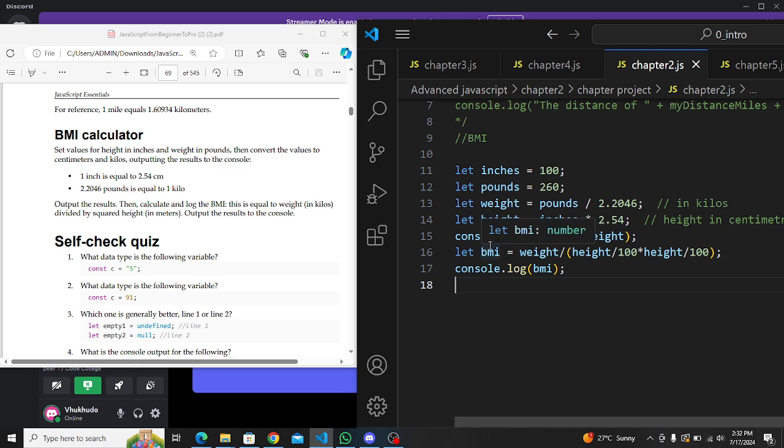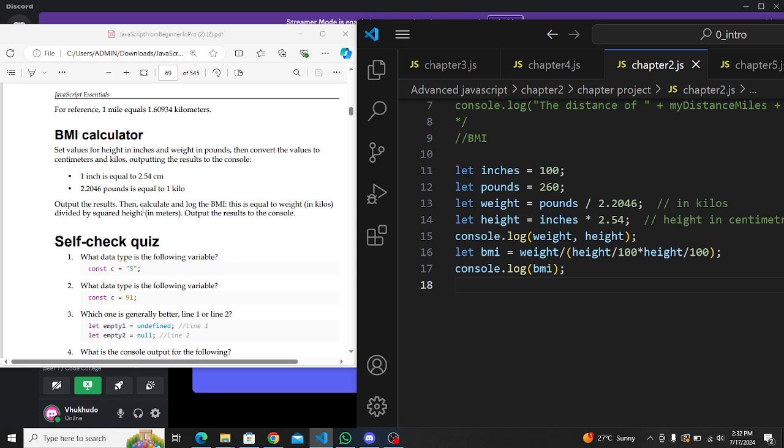And then they said we must put the results on the console. So we're just gonna say console.log weight. This works also like addition. Instead of putting the plus sign, we can just use a comma. So we're just adding weight and height, and then we console them. Okay, so I'll just run everything once we're done.